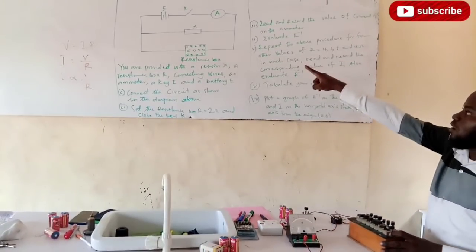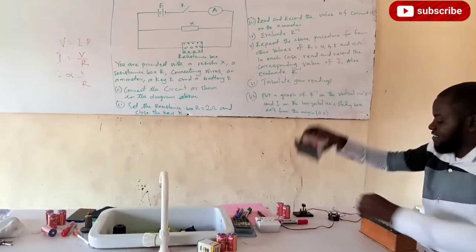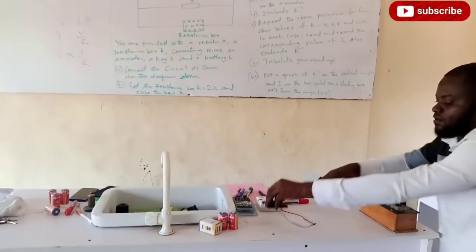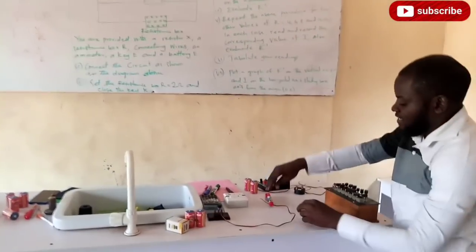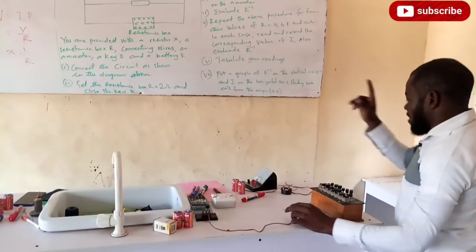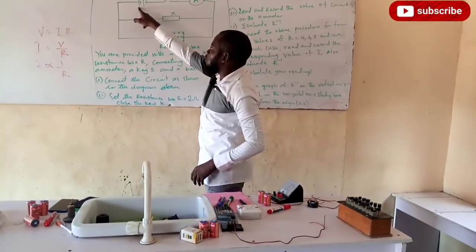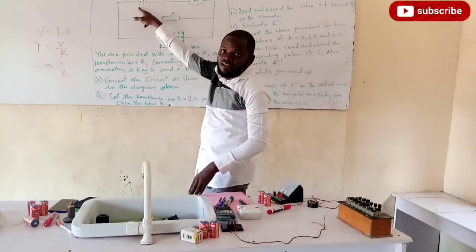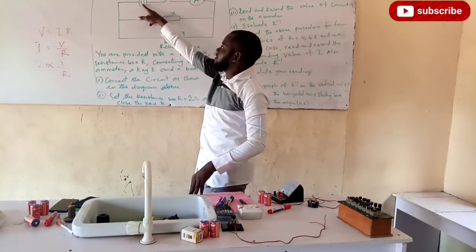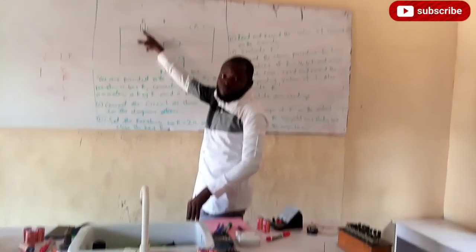Okay, so we have the key. This is the key here. The key is connected in series with the cell. But I would like you to note something. The long pole here of this cell is the positive pole, and the short one is the negative pole.